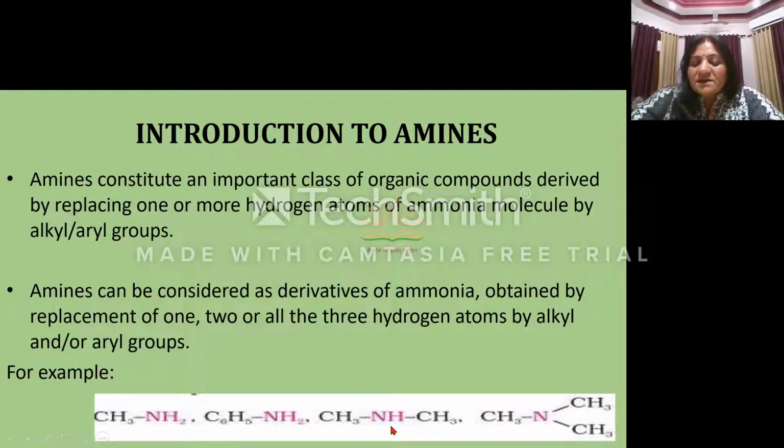Now this is CH3NHCH3. Here 2 of the hydrogen atoms are replaced by 2 methyl groups, 2 alkyl groups. Then this is a secondary amine, 2 degree amine, and here all the 3 hydrogen atoms are replaced by the 3 methyl groups, 3 alkyl groups. So it is a tertiary amine, 3 degree amine.